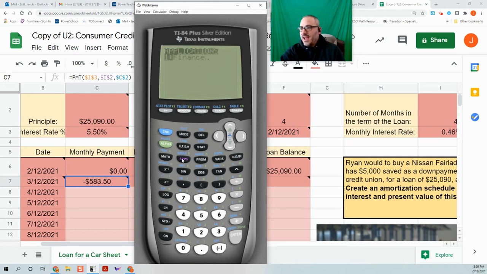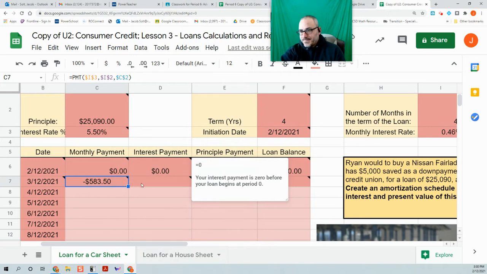Right, I'm going to go to my apps, finance, TVM Solver. Right, I've got 48 months. I got 5.5%. This is 25,000, the loan, this is the present value, $25,000. What is the monthly payment? I'm going to press alpha and then enter, and look at that, $583.50. You seeing this? It calculated the monthly payment just like that for me.